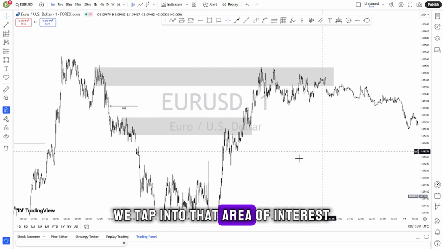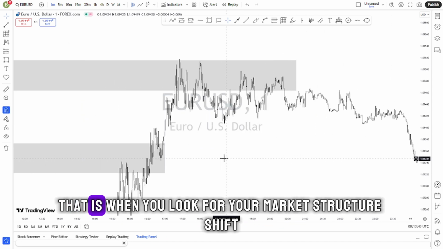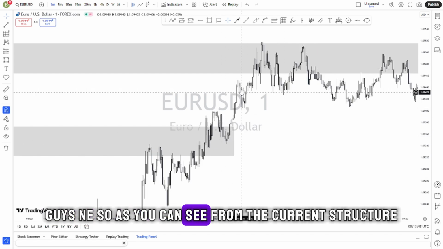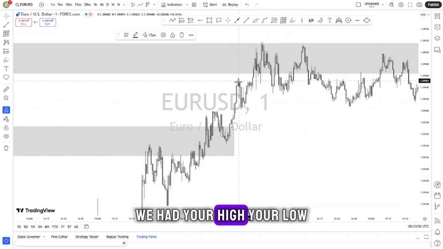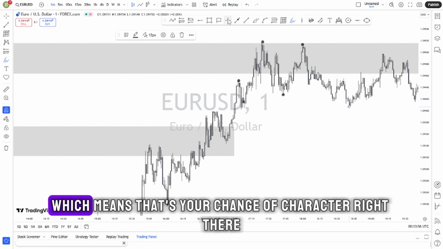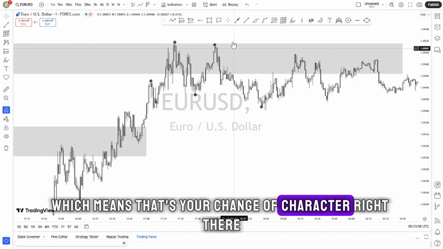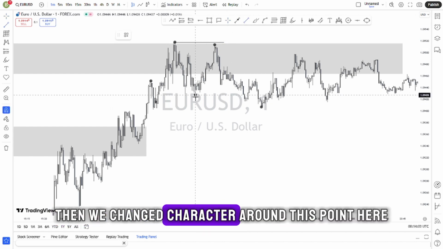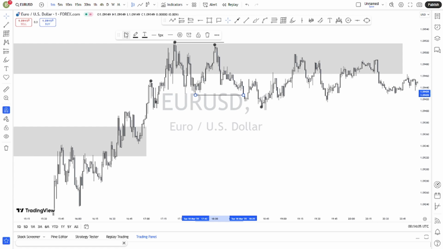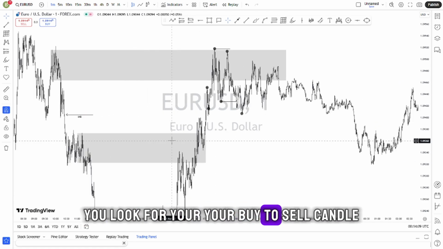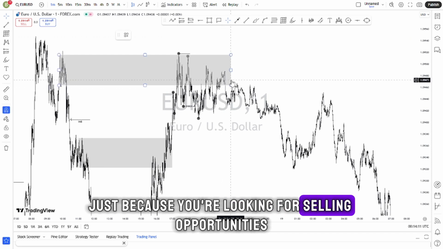We tap into that area of interest, then that is when you look for your market structure shift, guys. Now, as you can see from the current structure, we had your high, your low, high, low, and then we had a lower high, then a lower low, which means that's your change of character right there. We failed to break the high, then we changed character around this point here. Then after changing character, you look for your buy to sell candle, just because you're looking for selling opportunities.